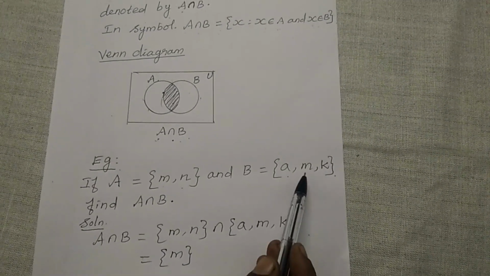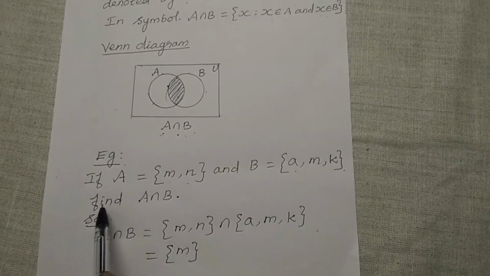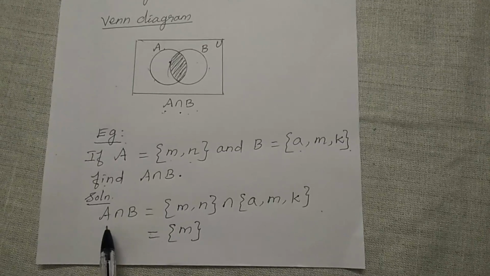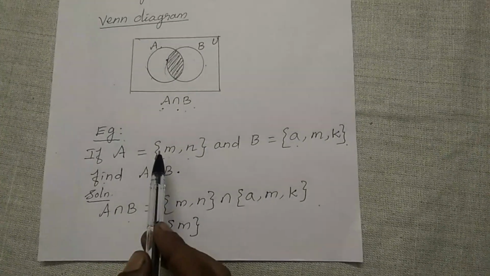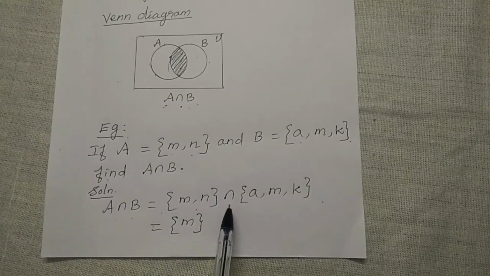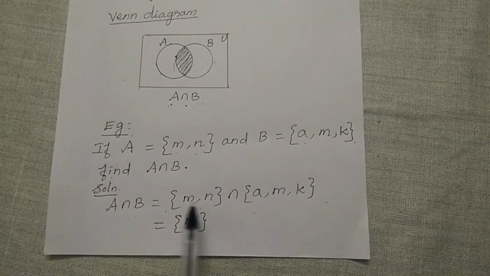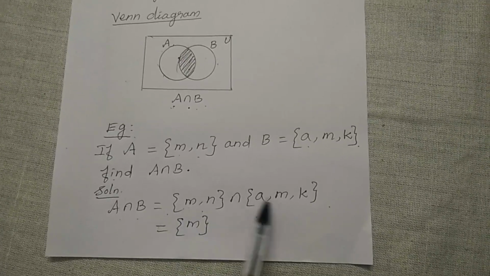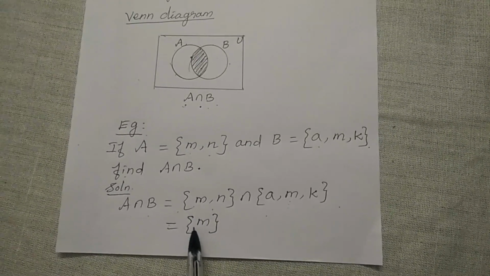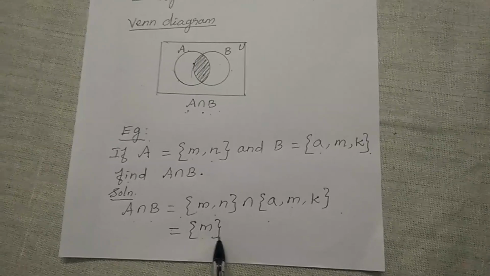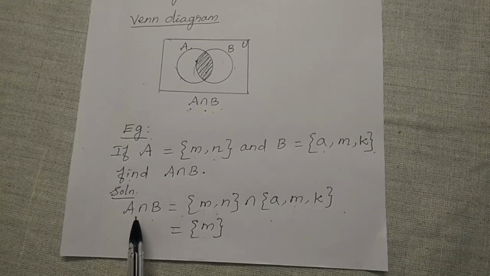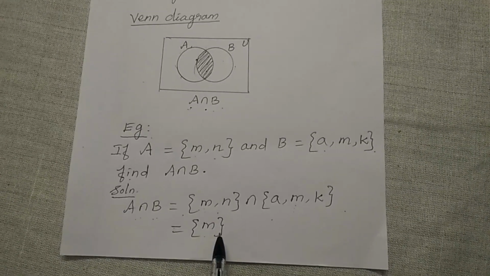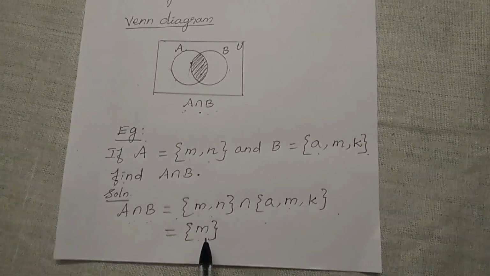For example, if A is equal to the set of M, N and B is equal to the set of A, M, K, then find A intersection B. The solution: A intersection B, you write set A intersection set B. Which is common in both? M is common. So the set of M is the answer.